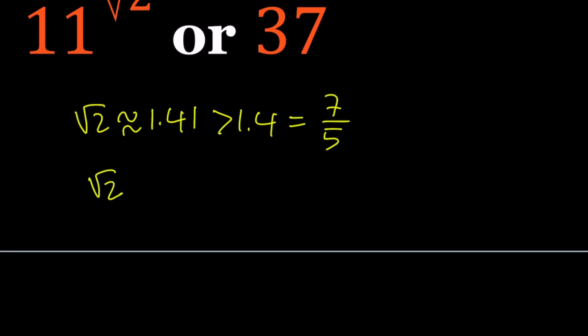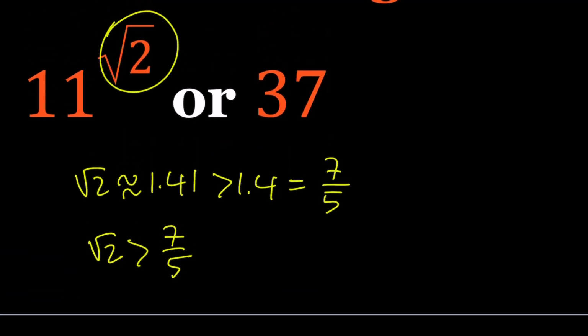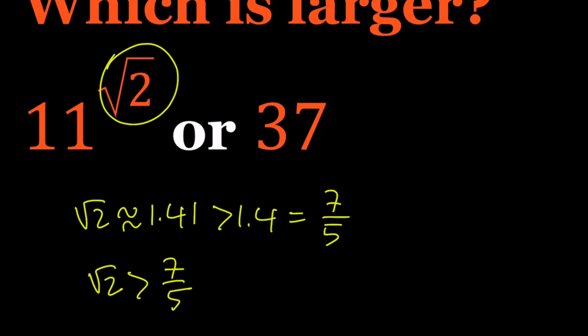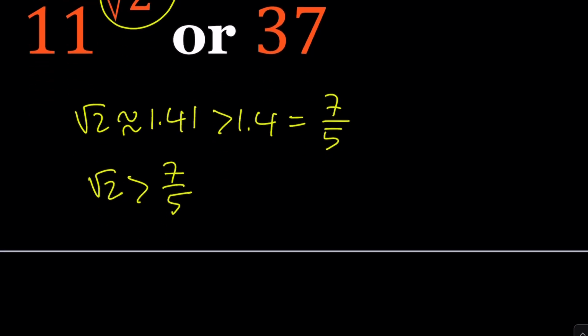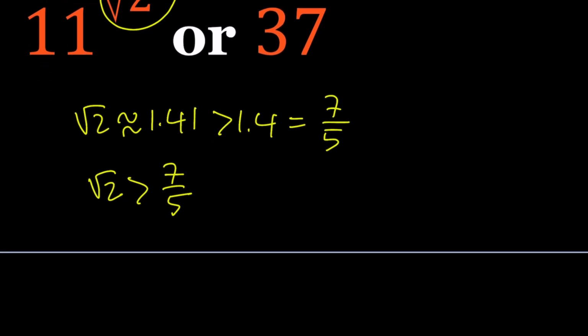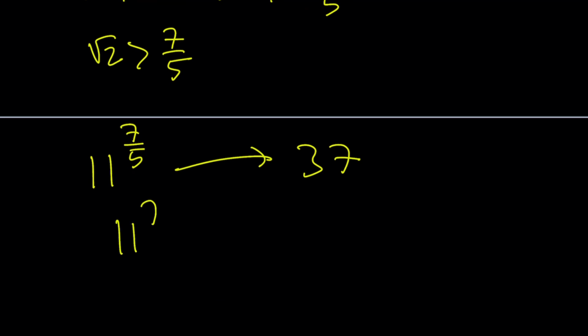How can I use this idea? Well, if square root of 2 is greater than 7 over 5, then I can hopefully, since I have a square root of 2 here in the exponent, take a look at 11 to the power 7 over 5 and then compare it to 37. So I need to be able to compare this to 11 to the power 7 over 5. But then eventually, I need to compare this to 37, which means I need to raise both sides to the 5th power and compare 11 to the 7th and 37 to the 5th.